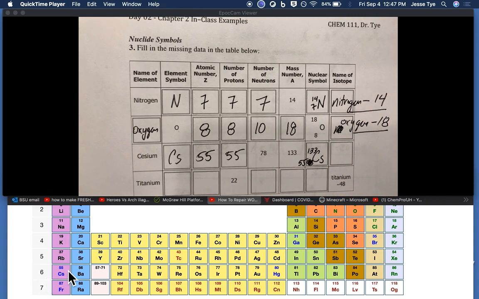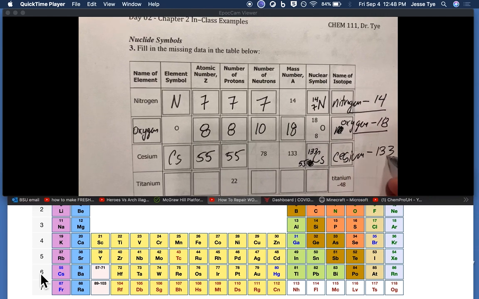The 55, any cesium atom, if you look at the periodic table, is always going to have that. So it's a little bit redundant, that part. Cesium 133. Okay, because you would look at this, you would know this is the mass number. You would look at a periodic table in order to figure out the atomic number.